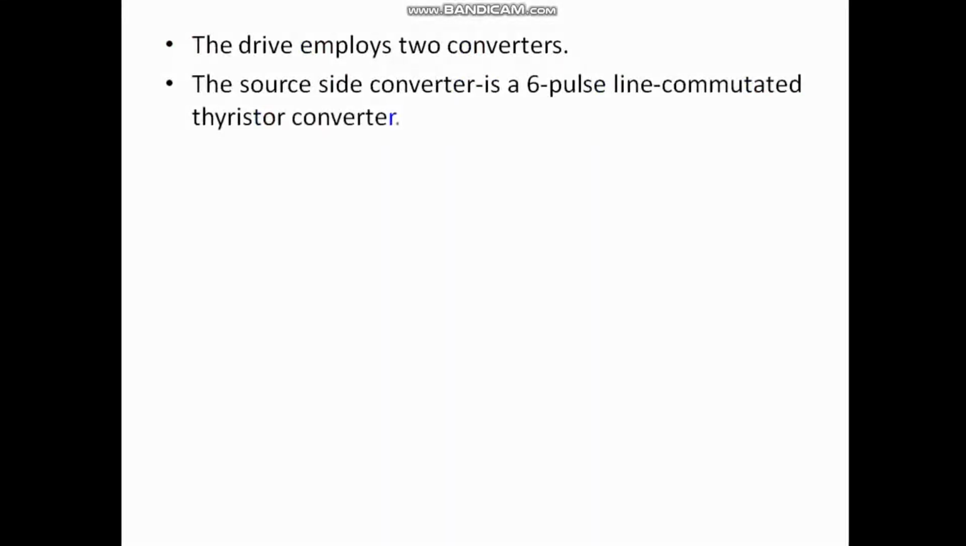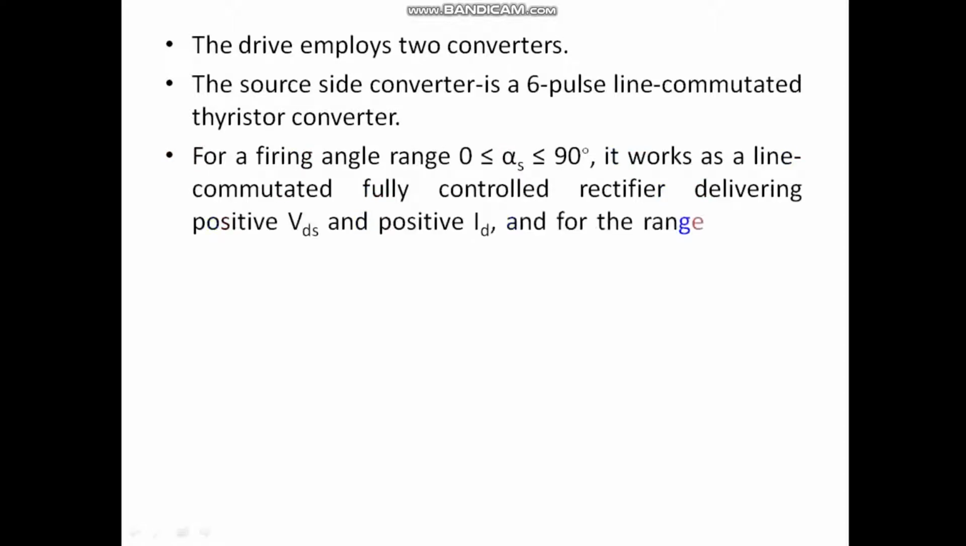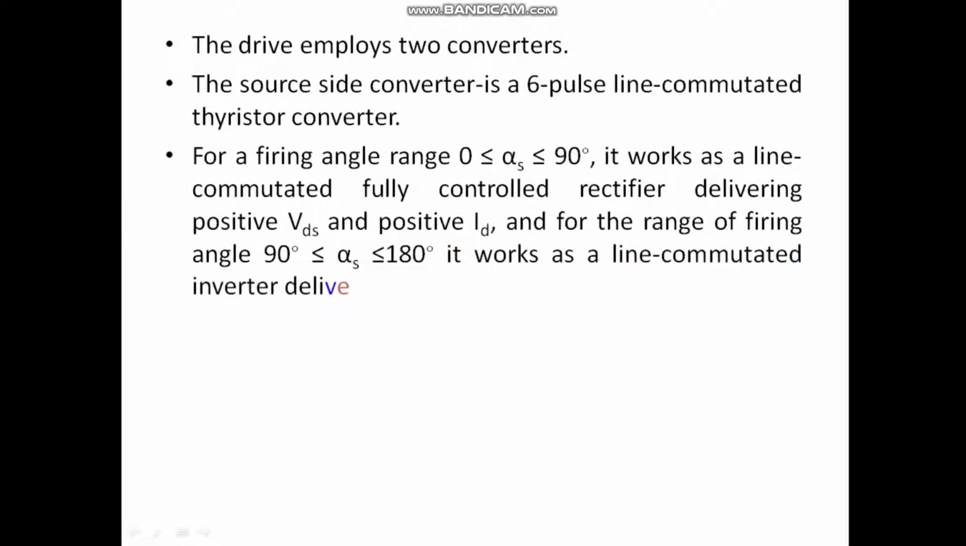The source side converter is a 6 pulse line commutated thyristor converter. For a firing angle ranging between 0 to 90, it works as a line commutated fully controlled rectifier. Right now I am talking only about the source side converter. It delivers positive VDS and positive ID.